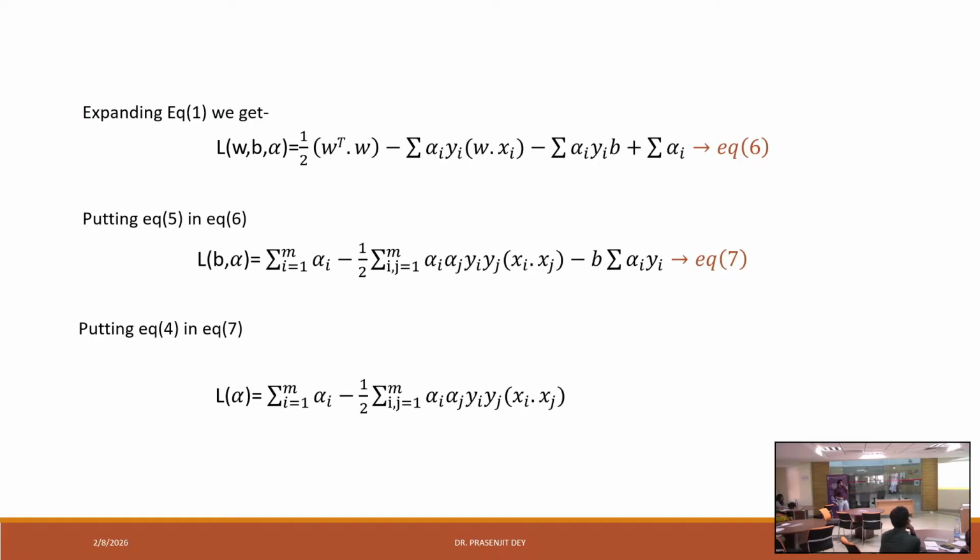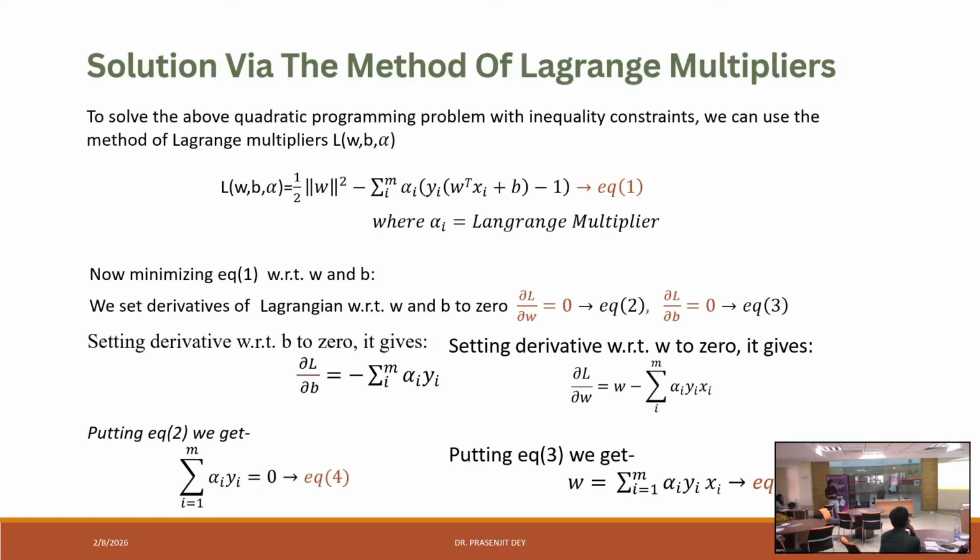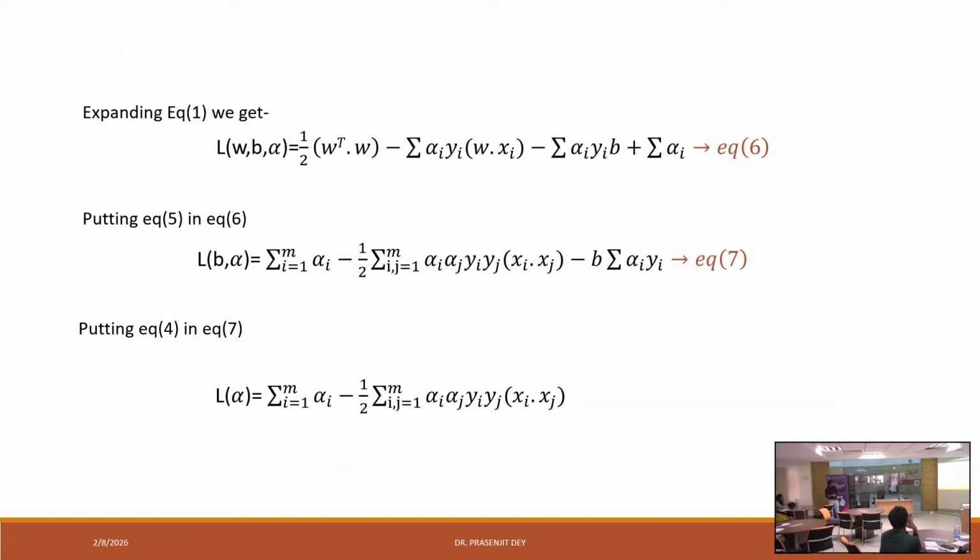W transpose W, if you solve it, this is going to come like this. So expanding equation 1, this was my equation 1. In that equation, I am just multiplying alpha i, yi, so it will be alpha i, yi, w, xi, and it will be sum over of alpha i, yi, b. And finally, there is a sum over of alpha i.